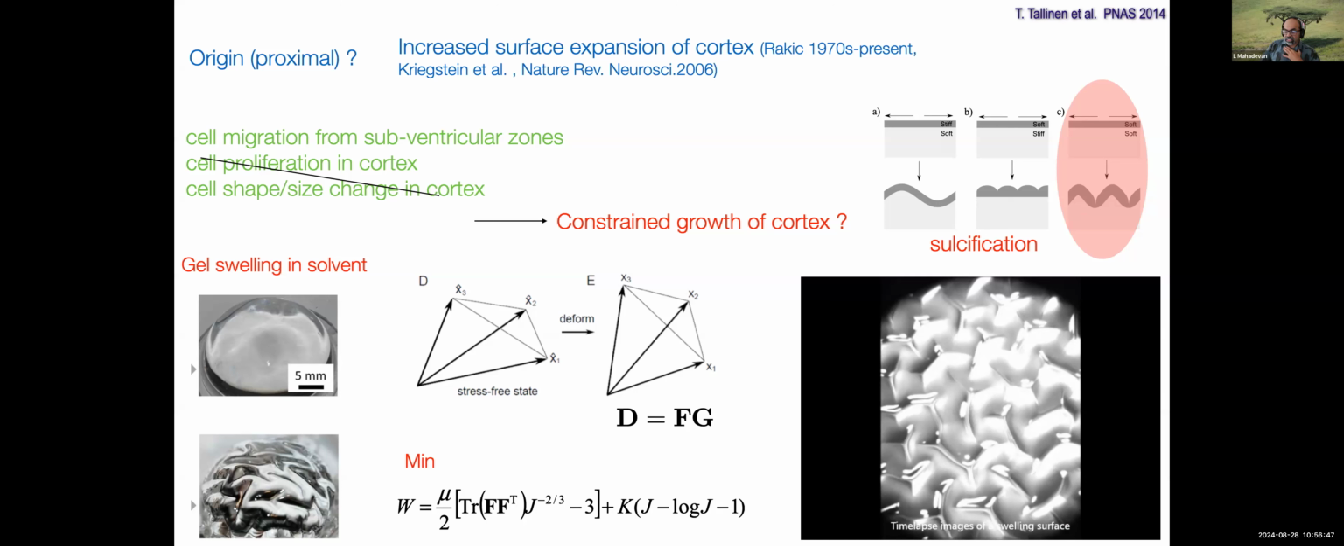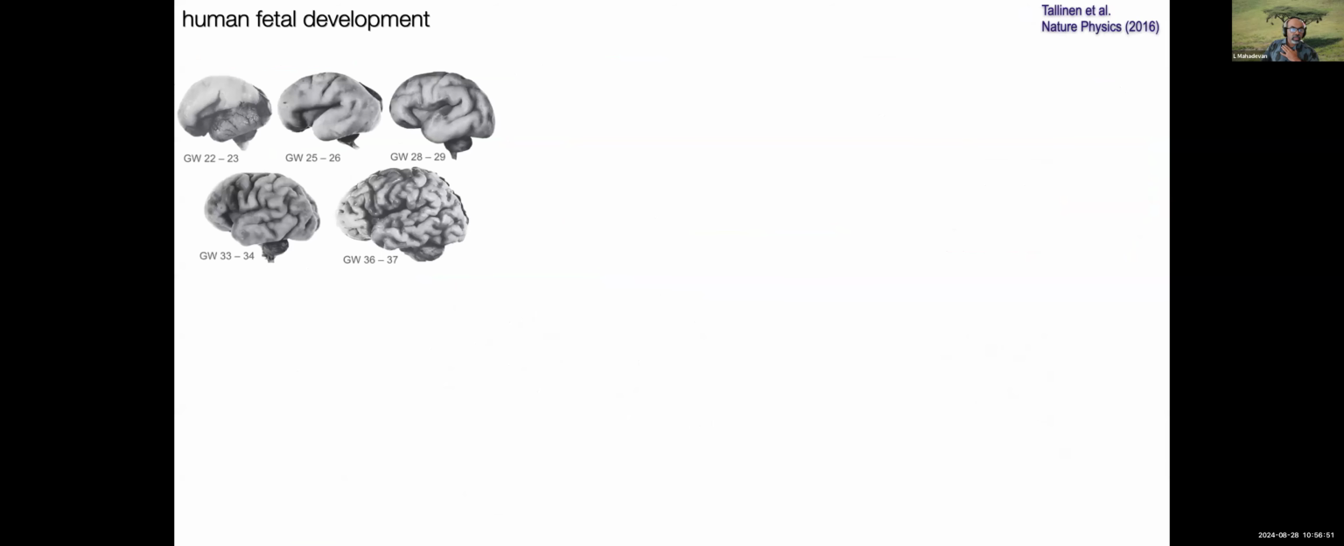Sulci are these steep creases, and gyri would separate them. Okay. We want to now take that and see if we can make sense of it in the context of understanding the human brain. These are images, MRI images, actual images from museums of fetal brains, and you can see that the folding, as I said, starts at about between week 20 and 25, and then proceeds and continues after birth.